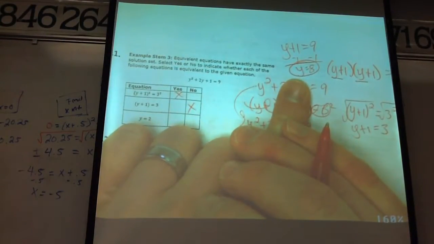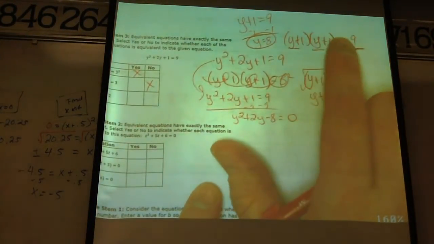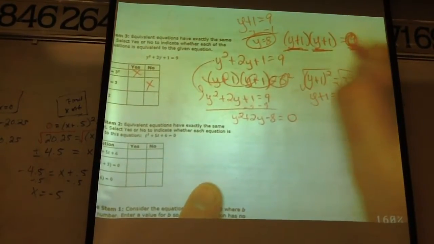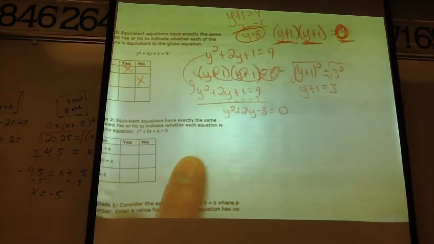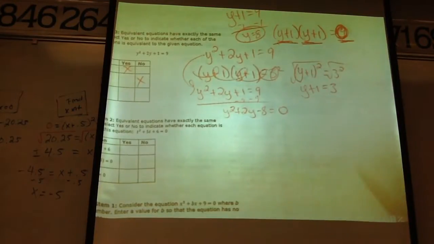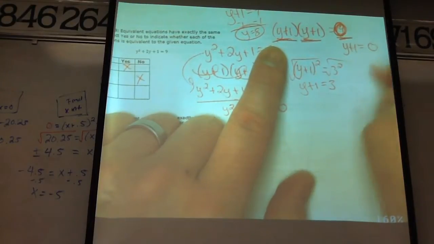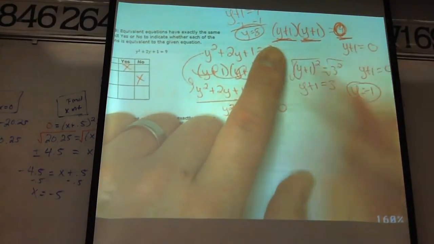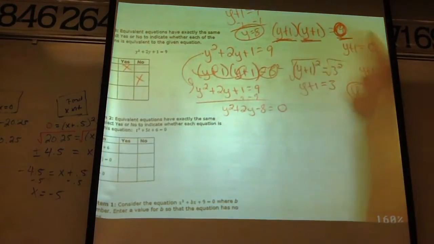The only reason it works, let me just get the pointer. If you multiply two things together and your answer is 0, what does one of the numbers have to be? 0. Because 0 times anything is 0, right? That's why when you have it equal to 0, you go, oh, y plus 1 equals 0, so y equals negative 1. And that would be correct for that. Because if you plug it in, one of them will be 0, and usually the other one will be something else, but it doesn't matter because 0 times anything is 0.